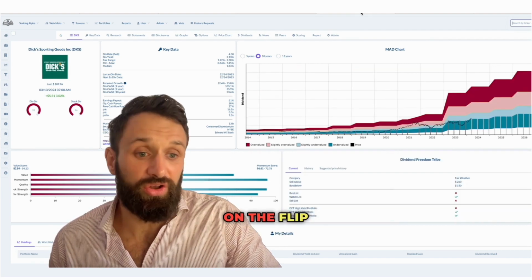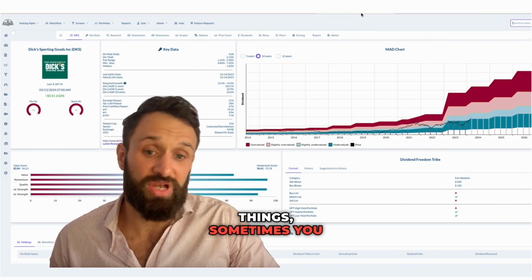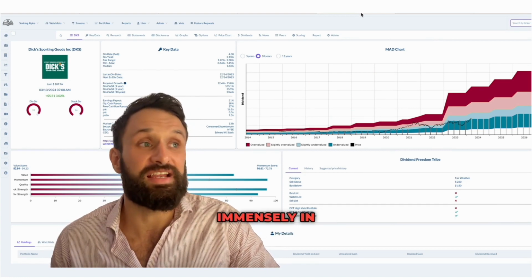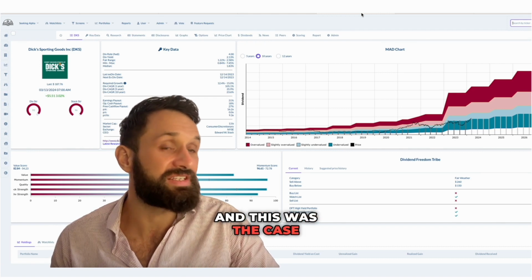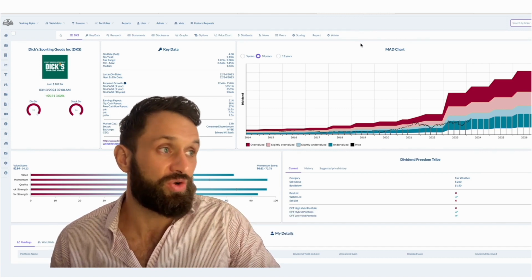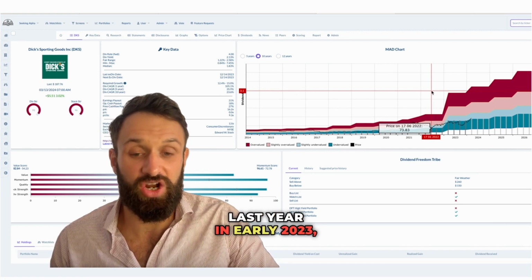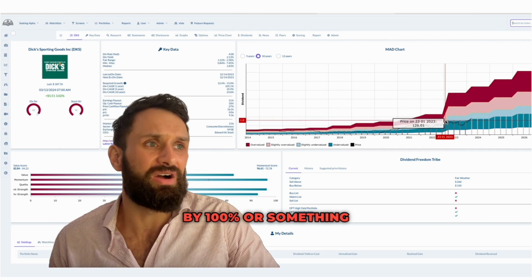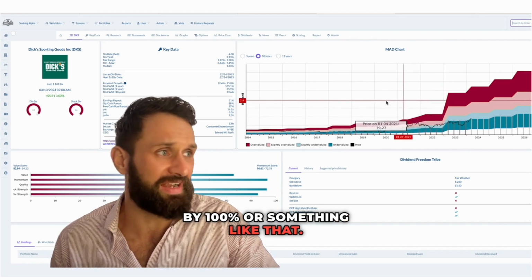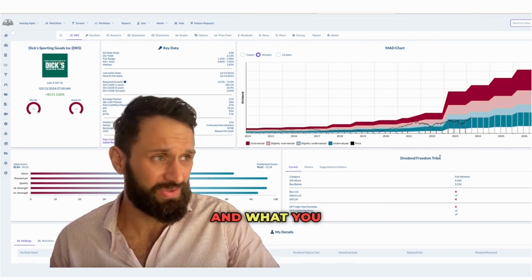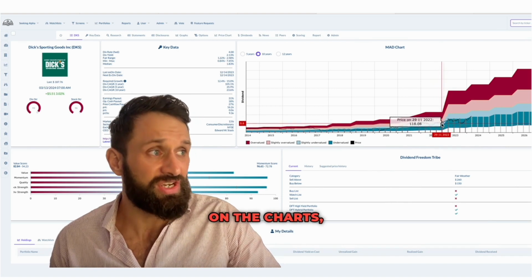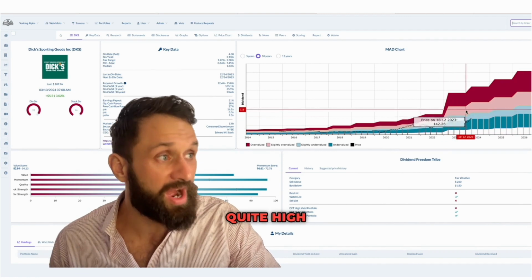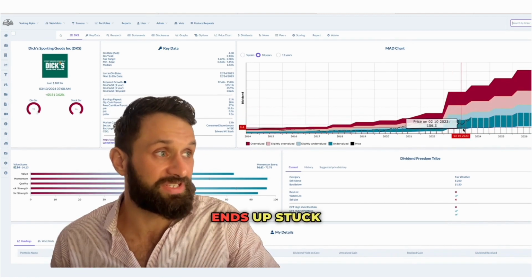On the flip side of things, sometimes you have stocks which grow their dividend immensely in one go. And this was the case of Dick's Sporting Goods last year, in early 2023, which decided to grow the dividend by 100% or something like that. They effectively doubled the dividend. And what you see here is that on the chart, this ends up pushing the ranges quite high above, and the stock ends up stuck below.